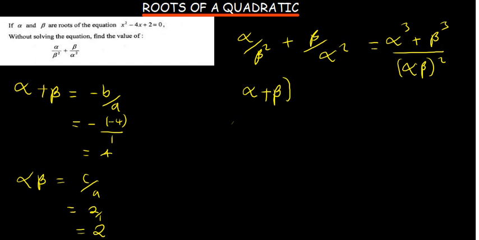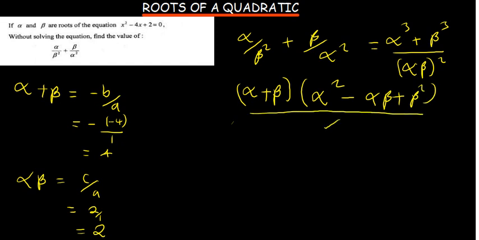Whenever you see a plus here, just know that in the first bracket you are going to have a plus. If you see a minus, in the first bracket you're going to have a minus. Since in the first bracket you have a plus, this is going to be alpha squared, you always put a minus here, alpha beta, and then plus beta squared. Okay, and then you've got a denominator, alpha beta, also squared.